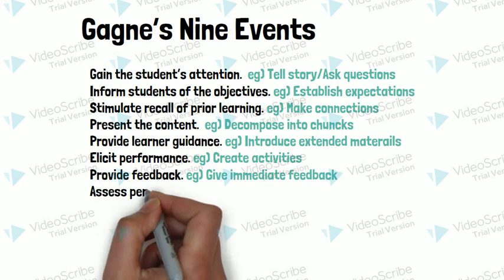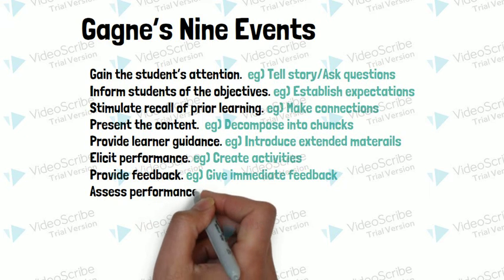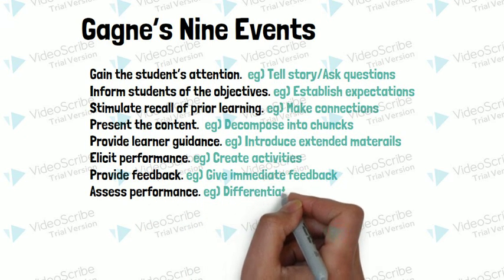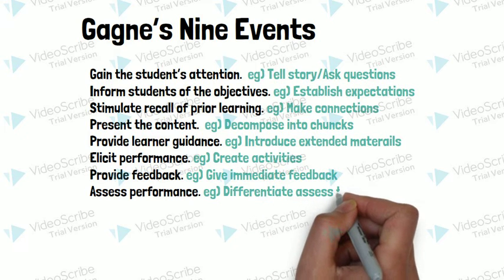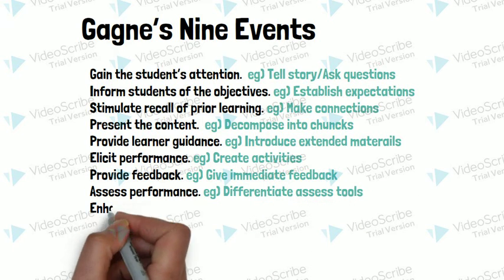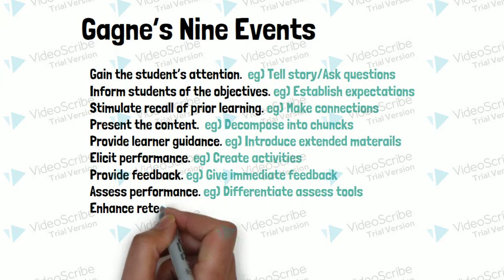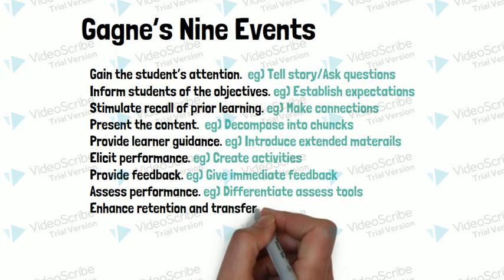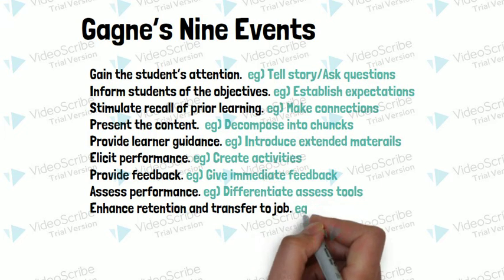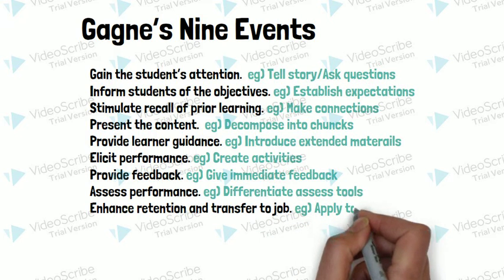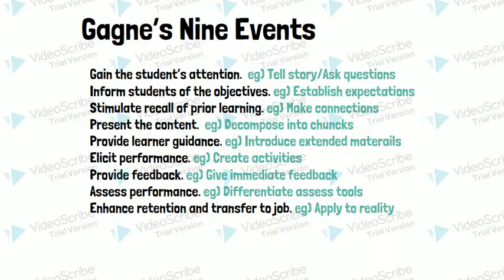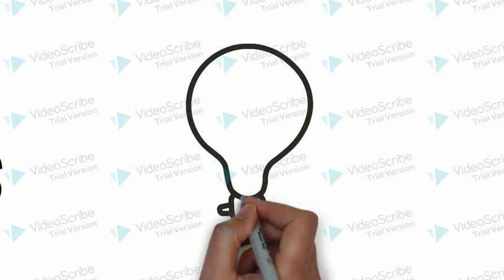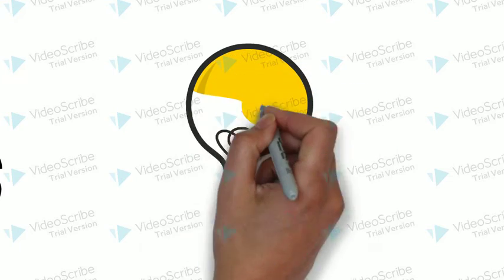And then assess performance. Brainstorm different assessment tools because we have different learners, for example, visual learners and audio learners, so we differentiate. And then enhance retention and transfer to the job. For this one, we need to help students build connections between the class and the career they're going to pursue in the future. So that's what I want to talk about, the Gagne's nine events.